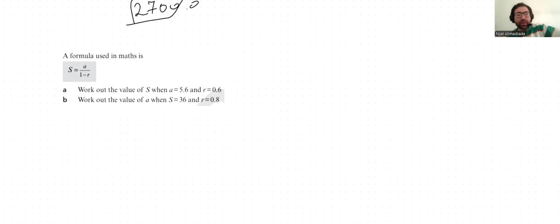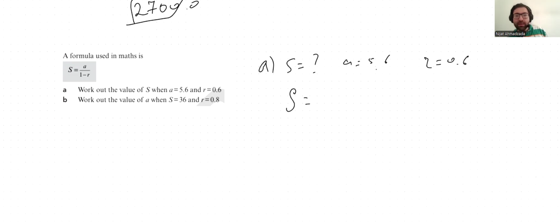Part A, we got to work out the value of S. We got to find S, but we got A and we got R, right? So we just got to plug in the numbers. What is plugging in? Writing the same formula and then substituting the numbers with their own values. So our formula was, again, remember, A over 1 minus R. And now let's write the exact same formula with the values that we know.